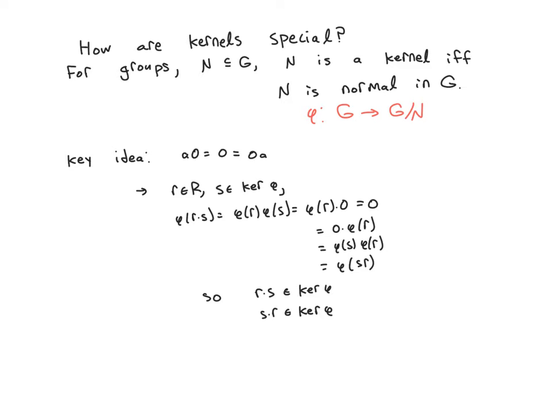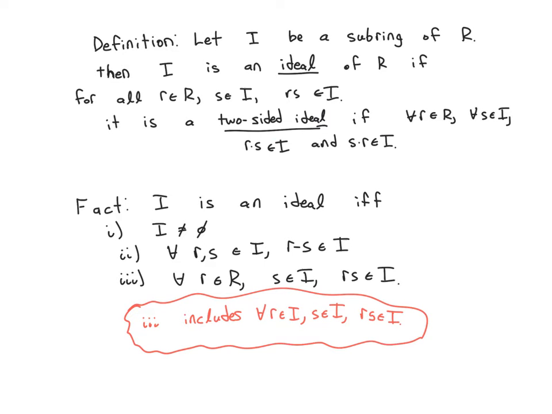So what you see is that if you take an element in the kernel and multiply it on the left or the right by any other element in the ring, you get another element in the kernel. So the kernel is not only a subring of R, it's got this extra special property. And one of the facts we're eventually going to show is that this property characterizes kernels of ring homomorphisms. So this property has a name. We're going to call it being an ideal.